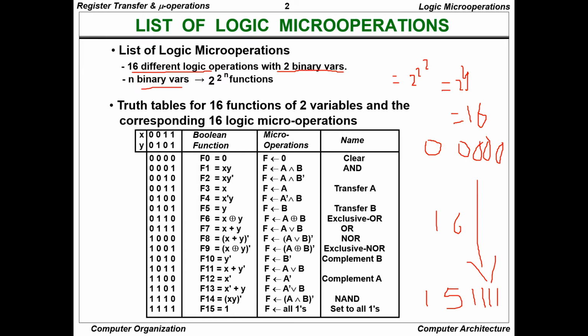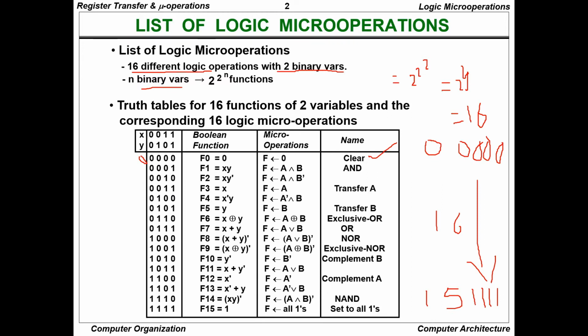The first one is 0. What is 0 here? That means F0 equals 0. F0 equals 0 means we are clearing everything. That means there is no information in it. So F0 equals 0 is nothing but your clear operation. That is the first logic micro operation for us, F0 equals 0, the clear operation, with 0, 0, 0, 0.